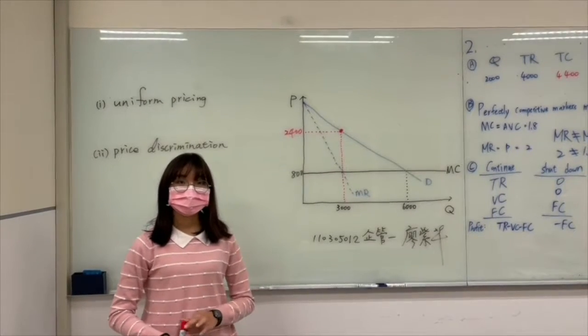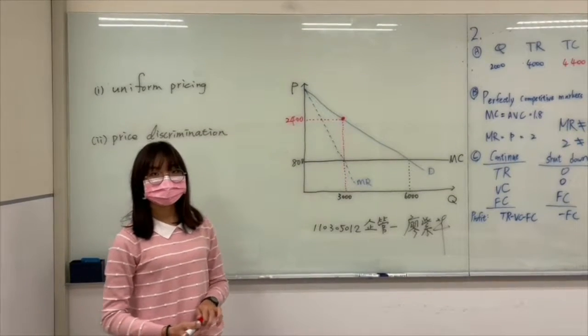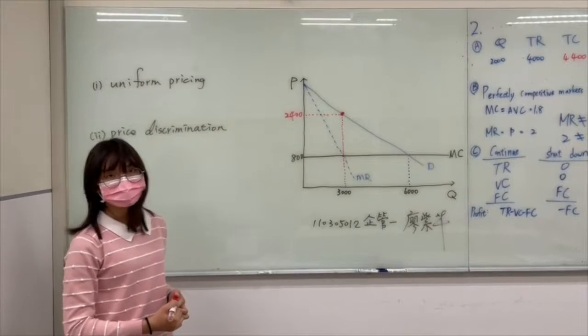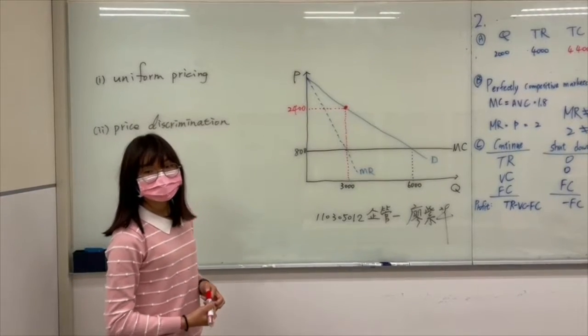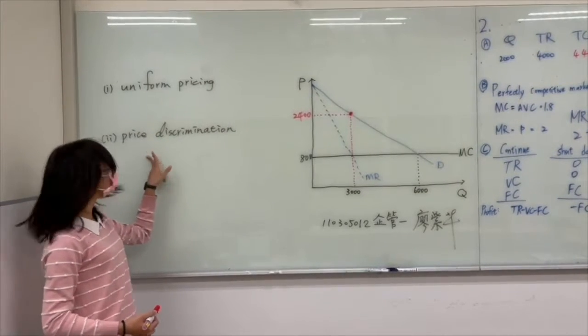Hello everyone, my name is Allison and I'm a freshman studying business administration, and I'm responsible for number 5. For question A, I'm going to show the profit under the two policies, which are uniform pricing and price discrimination.